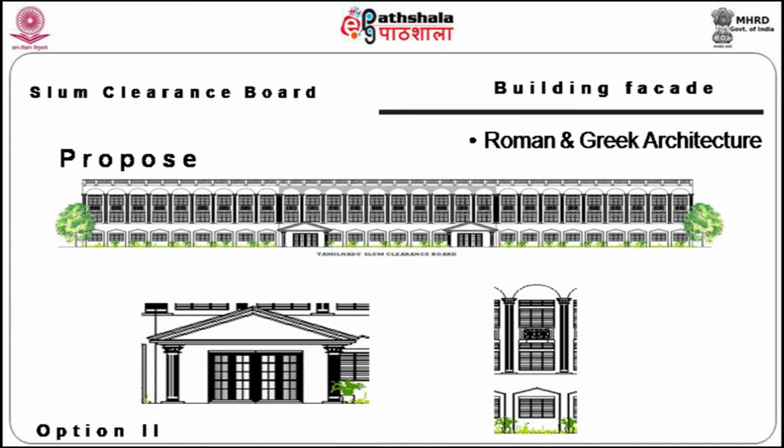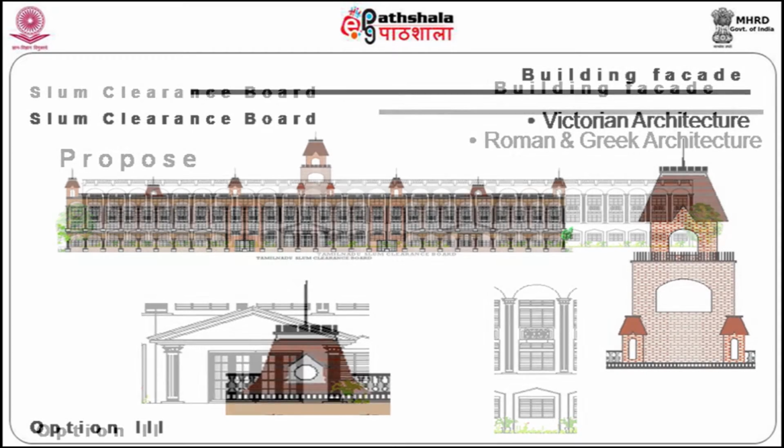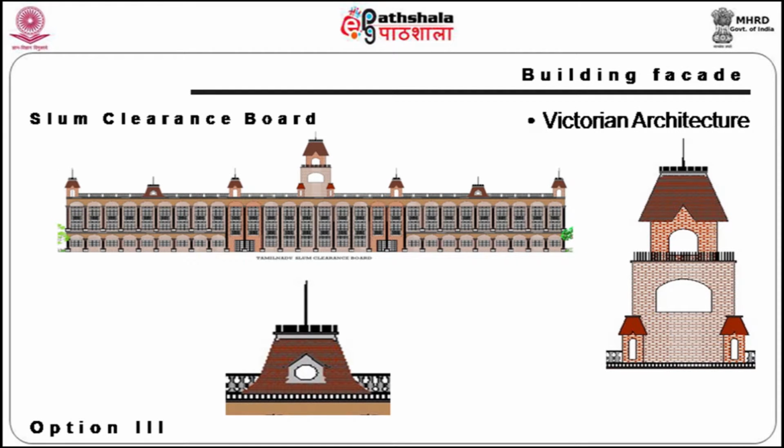So this is what the proposal will ultimately look like, a Roman and Greek architectural style building. Earlier you saw Indo-Saracenic architectural style, now you are seeing Roman and Greek architectural style for the same building. So the assignment is to give them the three options so that whichever suits that particular road can be adopted. Now we are talking about Victorian architecture. So a Victorian architectural style building for the same thing.